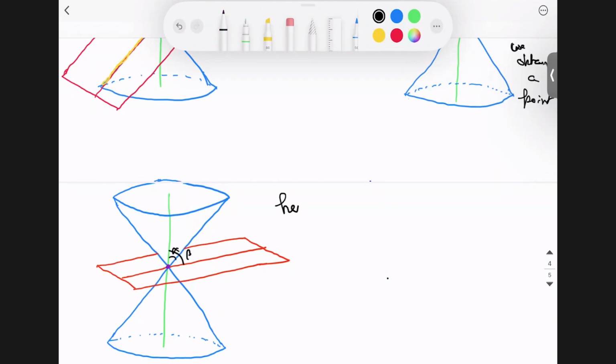And here beta is less than 90 degrees and greater than alpha. Here also you obtain a point.